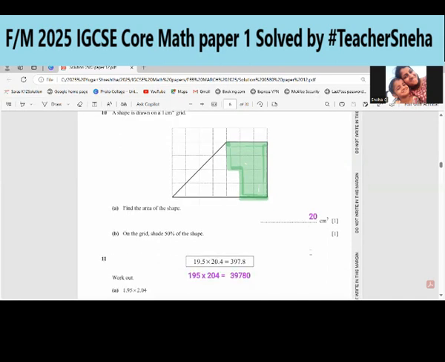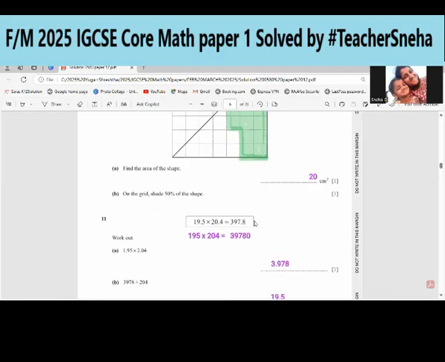On the grid, shade 50% of the shape. So 20, 50% is 10 boxes. So I have shaded the 10 boxes. I have used a different color over here to understand the shading part.